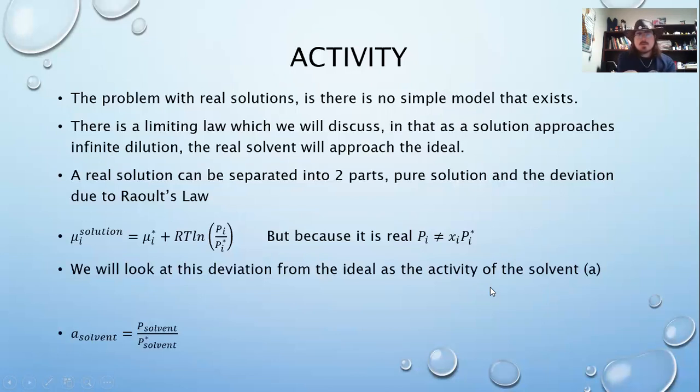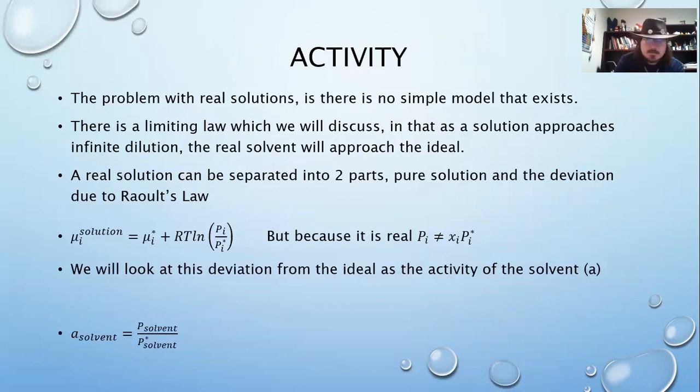The problem with real solutions is there is no simple model. We can't just say it works and have the math work out so nicely. But we can use something called a limiting law, which says that as a solution approaches infinite dilution, the real solvent will approach the ideal. So we're going to do a lot of things with really small dilutions and this limiting law, using some calculus to help approximate these. We can split real solutions into two parts: a pure solution and a deviation from the pure solution due to Raoult's law.